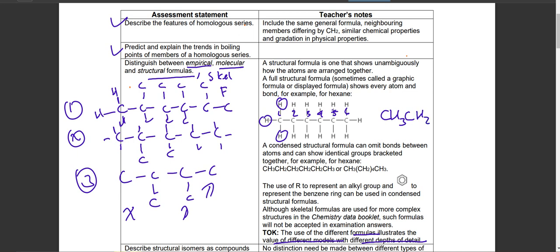Carbon number 3 has another 2 hydrogen. And then carbon number 4 and number 5 are the same. Now number 6 has 3 hydrogen. This is the way you can write it down, so you can easily write it in Google Docs or type it in Microsoft Word or something. This is the condensed formula.